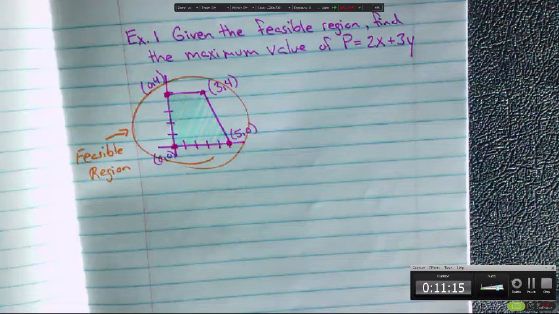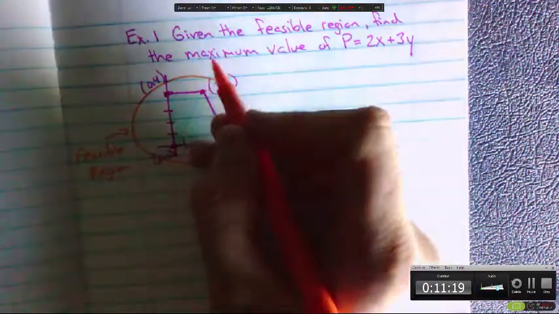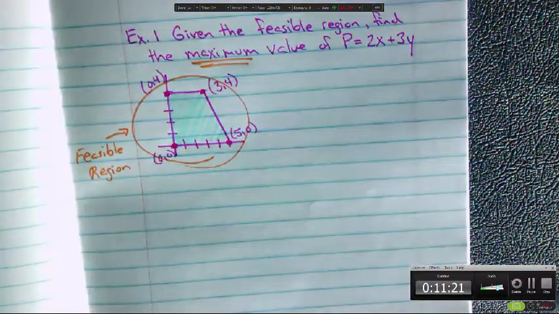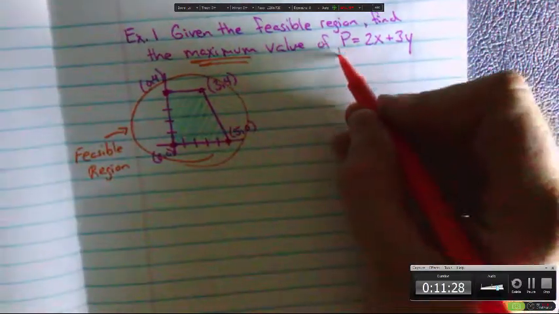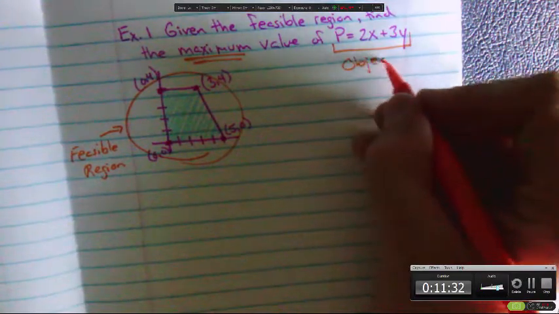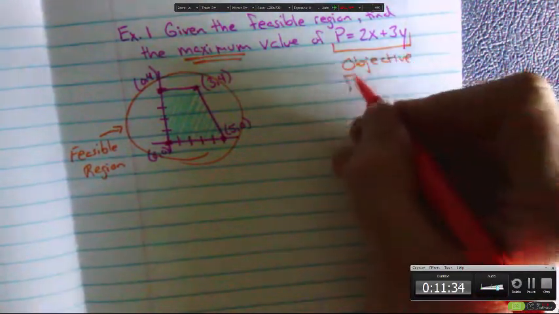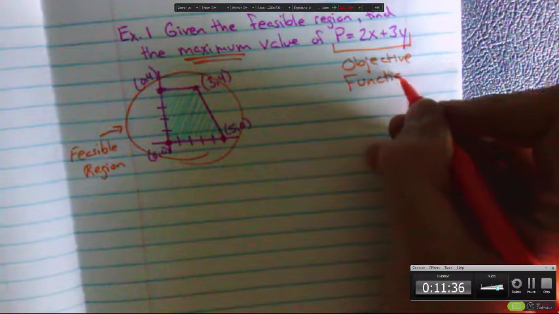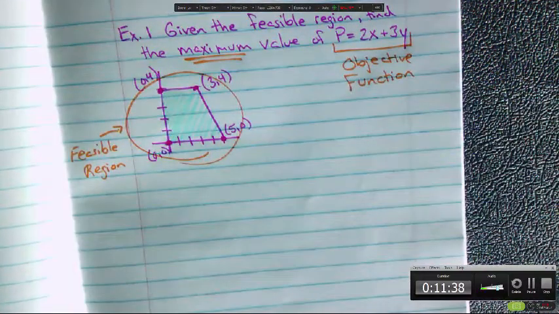Is this a problem where we're trying to maximize or minimize? Maximize. What are we trying to maximize? The value of what? We're trying to maximize this function. This is called our objective function. We're trying to maximize p equals 2x plus 3y. That's our objective function. That's what we're trying to find the maximum value of.